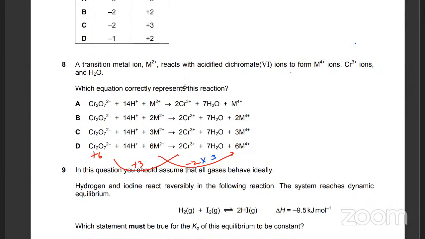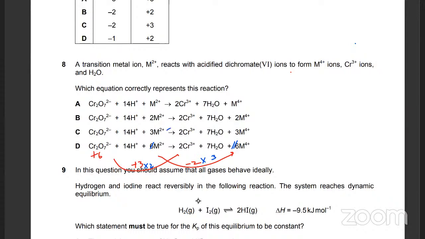So there's going to be 3 M's and there's going to be 2 Cr2O7s, 2 of them. And 3, so that would make it 3, right? So that is not the equation. The equation is not balanced properly. Is that clear? The last one isn't. There should have been 3 M's, which you don't have. So is it C?